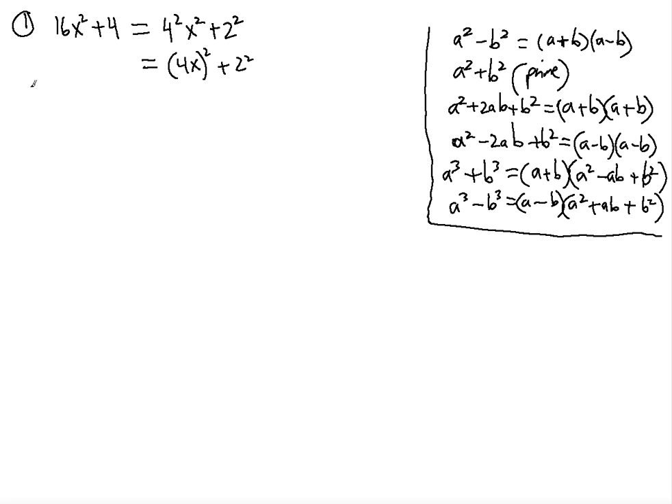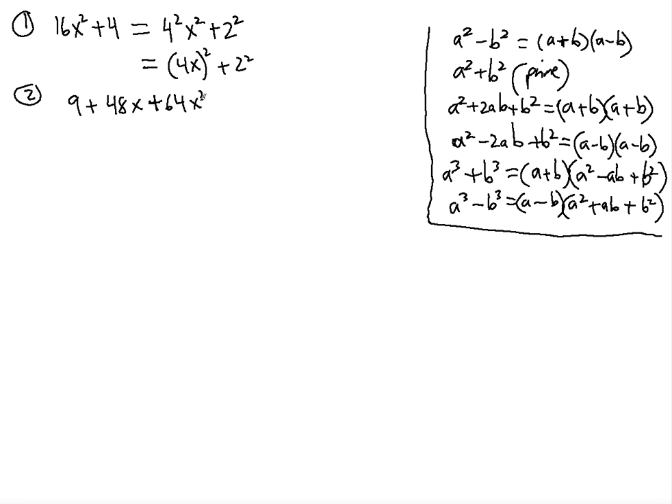So now let's see the second example. What if we have something a little tougher? Let's say we have 9, oh sorry, that looks like a G, sorry about that. It should have a 9. So let's see, 9 plus 48x plus 64x squared.